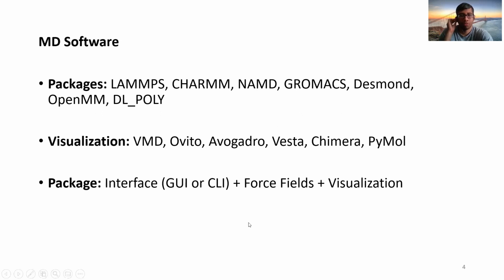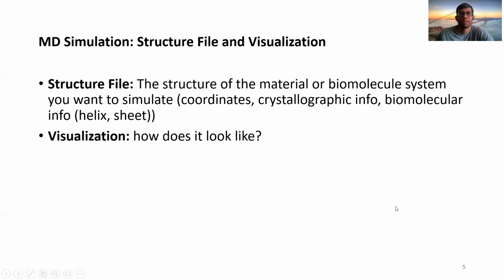And we have already told you that in an MD simulation, when you run through a software, there are three types of things that you have to take care about. One is the interface that you are interacting with of a software that might have a GUI, graphical user interface, or a command line interface. And inside that package, there are packages of force fields that you will apply on your system. And at the end, you will visualize your result.